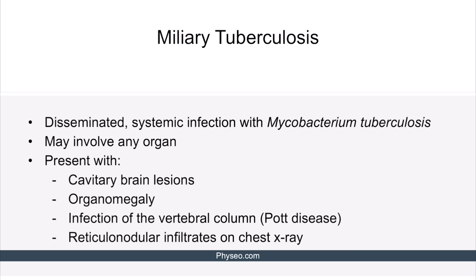Miliary tuberculosis occurs if the host immune system is significantly weakened, and it may occur following primary, secondary, or latent TB. In simple terms, miliary tuberculosis is a disseminated systemic infection with Mycobacterium tuberculosis.